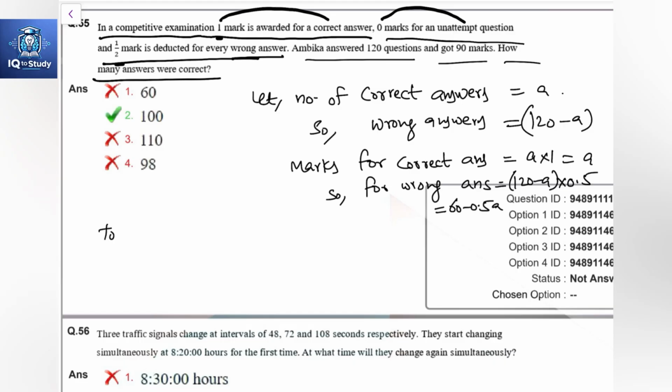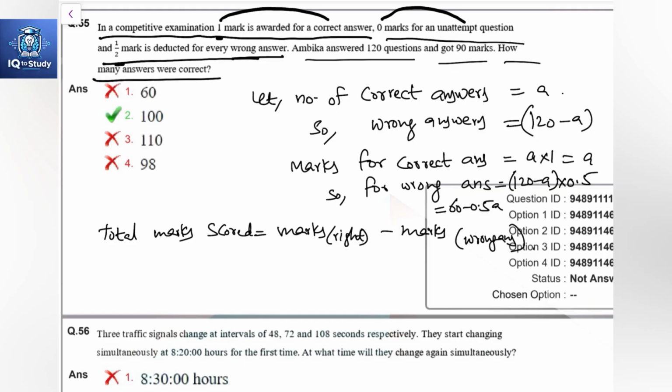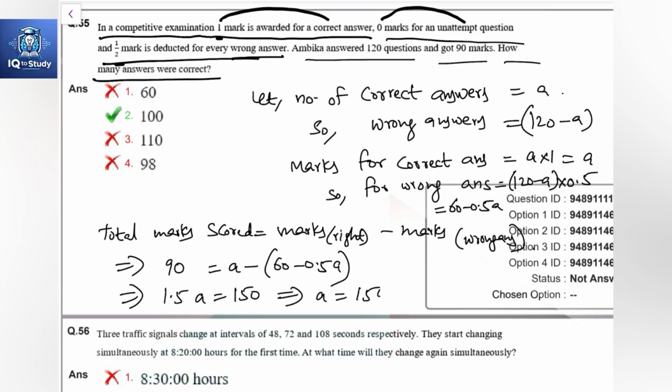So, according to the question, total marks scored is equal to marks for right answers minus marks for wrong answers, which implies 90 is equal to A minus 60 minus 0.5A. That implies 1.5A is equal to 150, which becomes A is equal to 150 by 1.5, which is equal to 100. So 100 questions were correct.